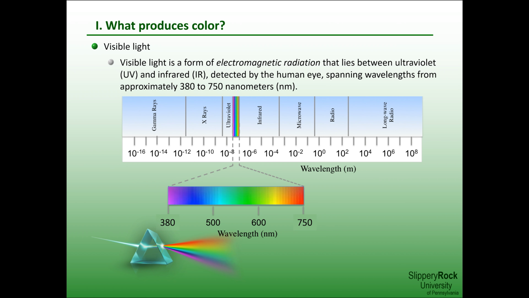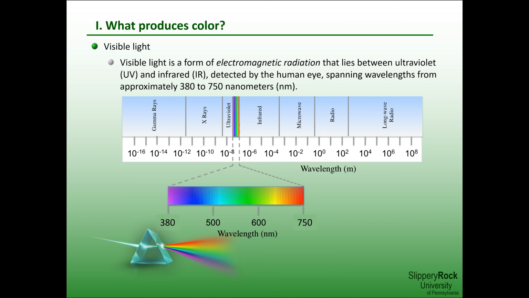When white light passes through a prism, as shown at the bottom of the slide, it bends or refracts, and the different wavelengths spread out to form a spectrum of colors, just like a rainbow. This dispersion happens because each wavelength of light bends at a slightly different angle when it moves from one medium to another. Now, this visible band is incredibly small compared to the entire electromagnetic spectrum.